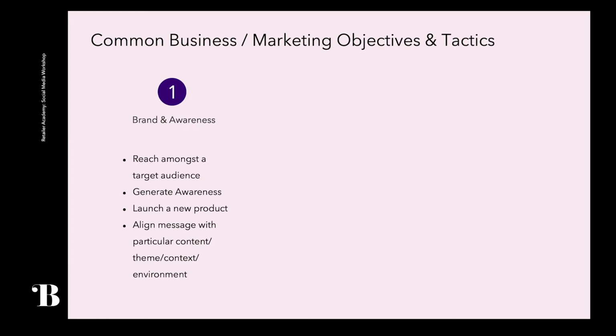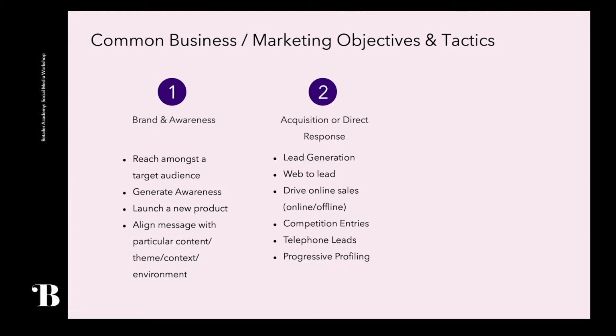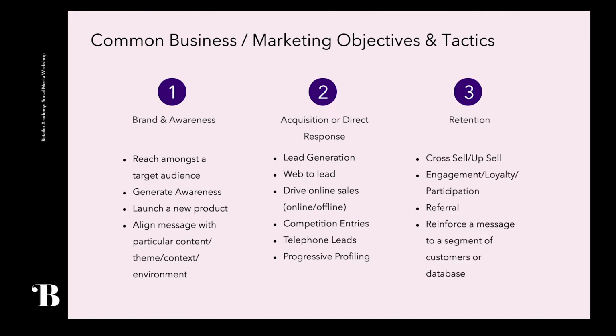When we start looking at planning, the first thing you need to really consider is what your objective is, and there are certain tactics with that objective. So the three most common marketing objectives are brand awareness, acquisition, or what we normally call direct response, and we also have retention. So in the first column, brand and awareness, if I'm not aware of you as a business or a brand, the first part of your marketing needs to make me aware of who you are. So you need to reach that audience in the places that they are and generate awareness through your social posts and what you actually do.